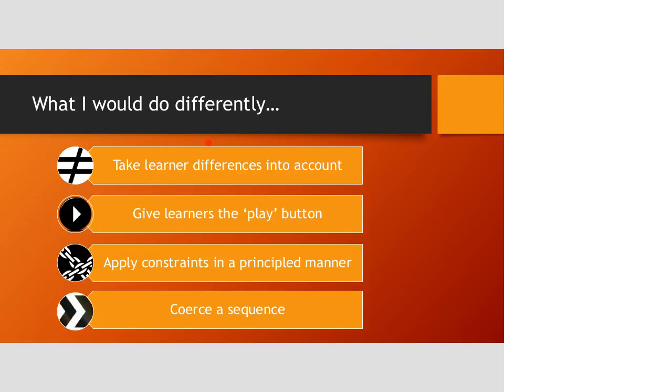Okay. First, I would take differences in the abilities of the learners into account. Remember that assessments are meant to treat everyone equally. They assume that everyone has had the same instruction, and therefore a uniform measure ought to be applied to judge how well they have mastered the content. Learning tasks, however, are different. Learning tasks should not treat everyone equally. They should acknowledge that some are ahead and some are behind. Some need more support and some need less.